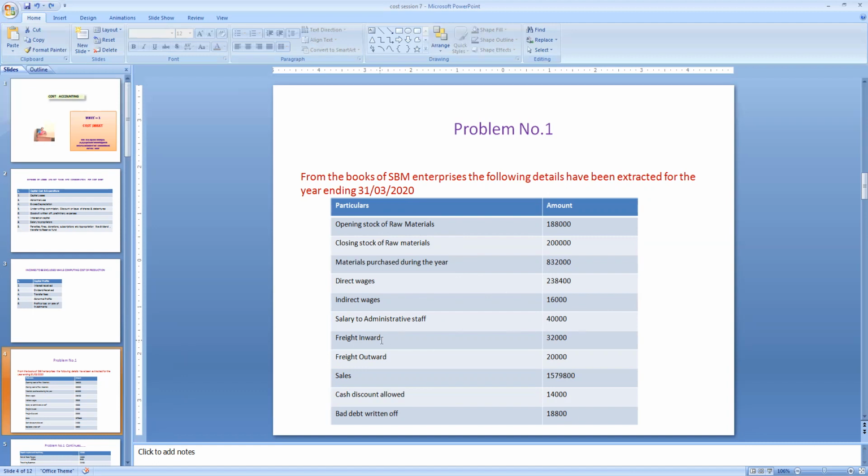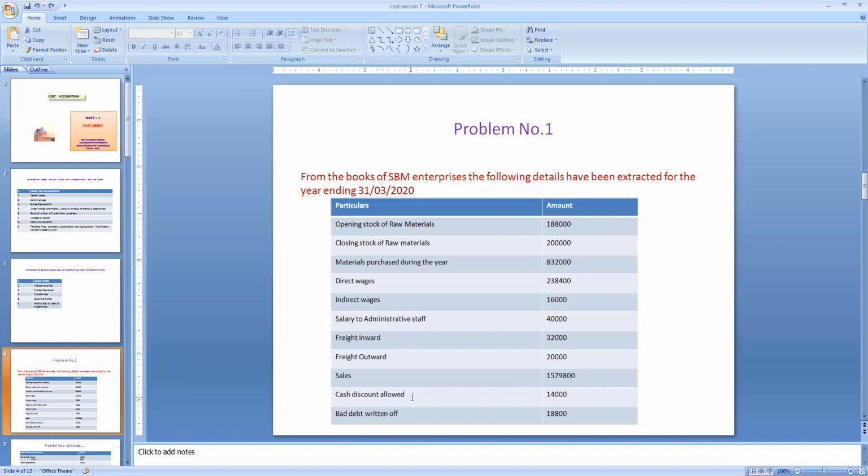Freight inwards. Freight inwards means charges incurred during the time of materials purchase, for loading the goods, any freight or carriage charges. So it has to be added to the purchase of material, that is 32,000, shown in the prime cost. Freight outwards is for unloading the finished goods for selling purposes. So it has to be shown in selling and distribution overhead, 20,000. Next, at last, the sales, that is 15,79,800. So it has to be shown at the last.